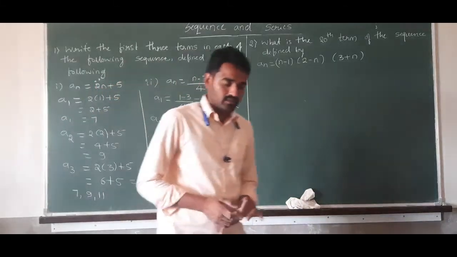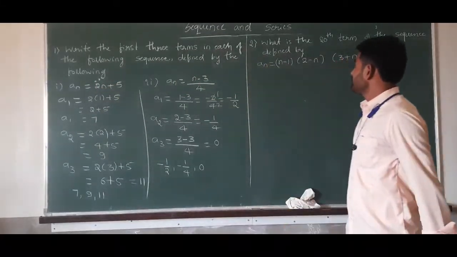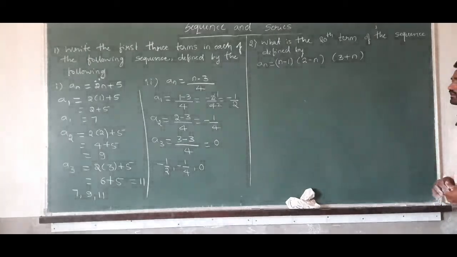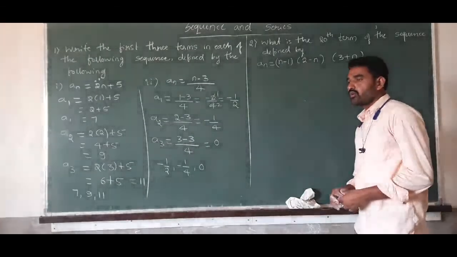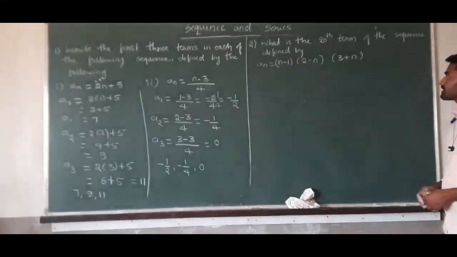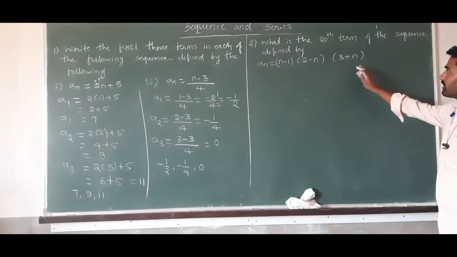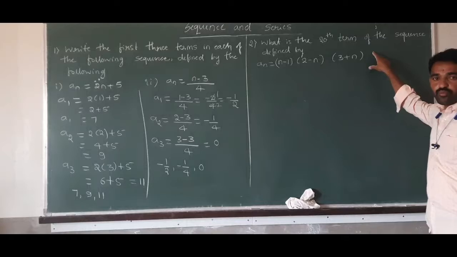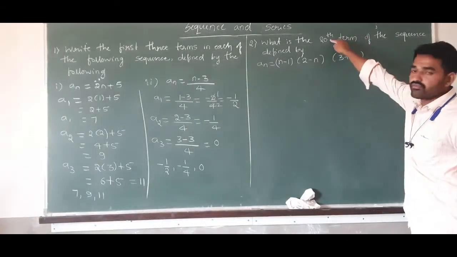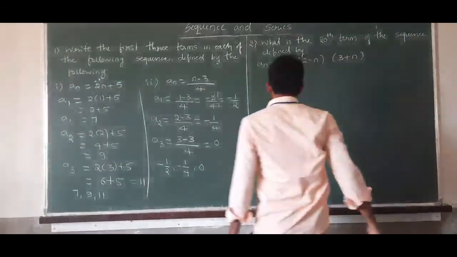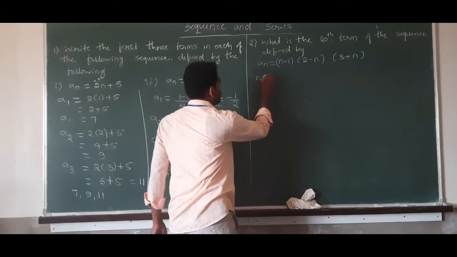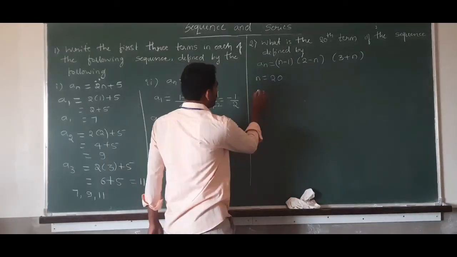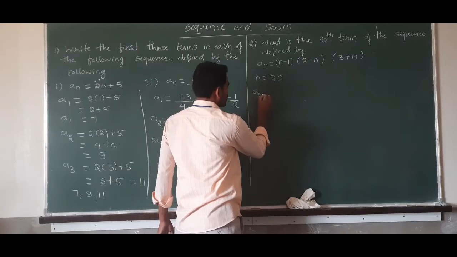Okay. So, next example is: what is the 20th term of the sequence defined by an is equal to (n minus 1) into (2 minus n) into (3 plus n)? They have given a general form of the sequence. We have to find the 20th term of the given sequence. It means n is equal to 20. So we have to find the a20 value.